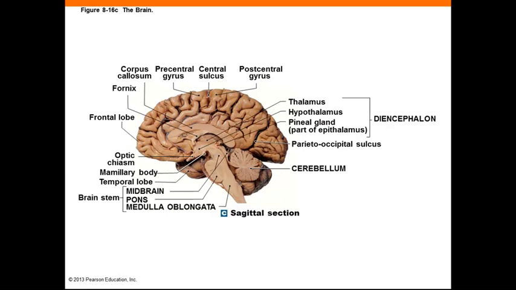If we look inside, deep to the cerebrum is the diencephalon, which is divided into the thalamus, the hypothalamus, and the epithalamus. The brainstem is also labeled in this figure. The brainstem contains the midbrain, pons, and the medulla oblongata. The cerebellum is the most inferior and posterior portion of the brain.